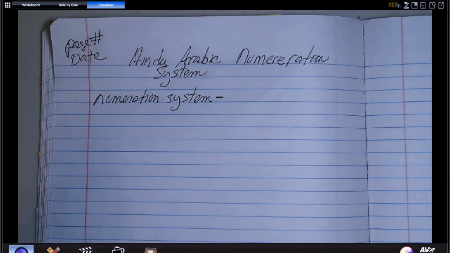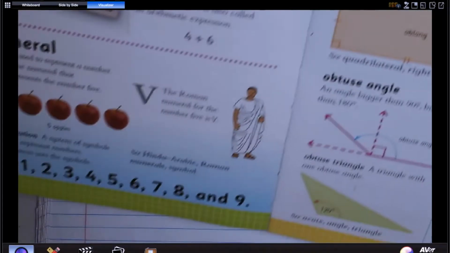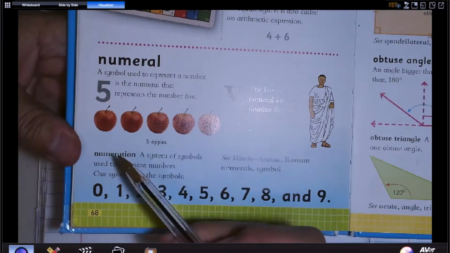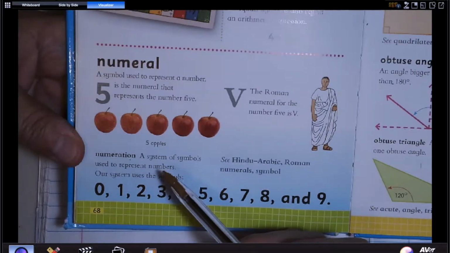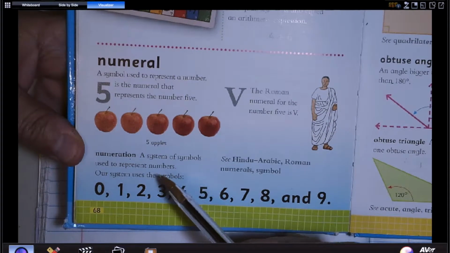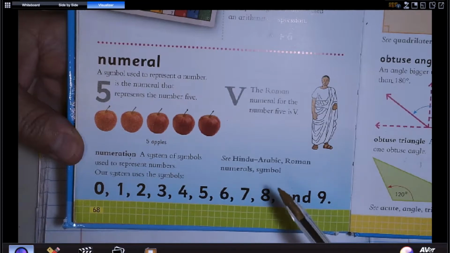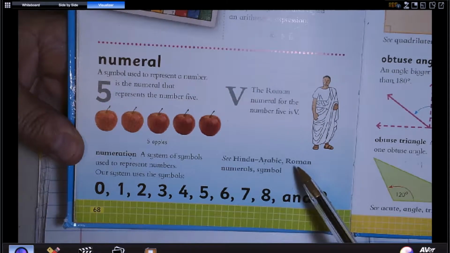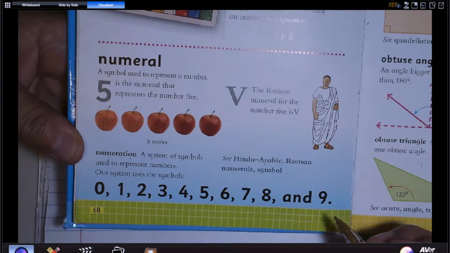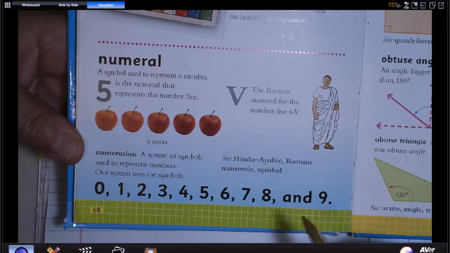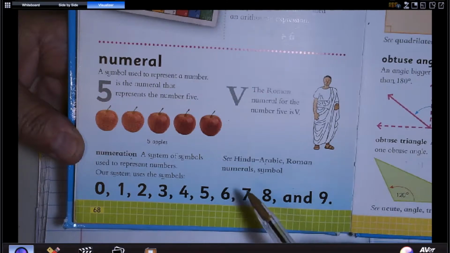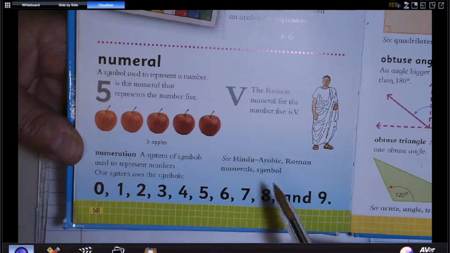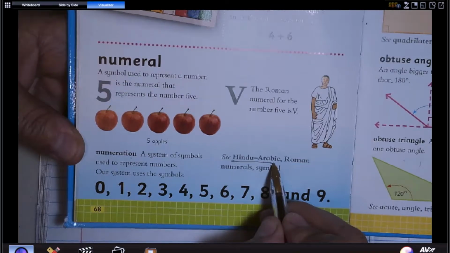A numeration system is a system that includes symbols and properties. So let's go ahead and look at a numeration. A numeration is a system of symbols used to represent numbers. Ours happen to be the Hindu-Arabic. Perhaps you heard of Roman numerals. The Mayans had their own number system. So every system throughout history has used a different system, and ours happens to be the Hindu-Arabic.